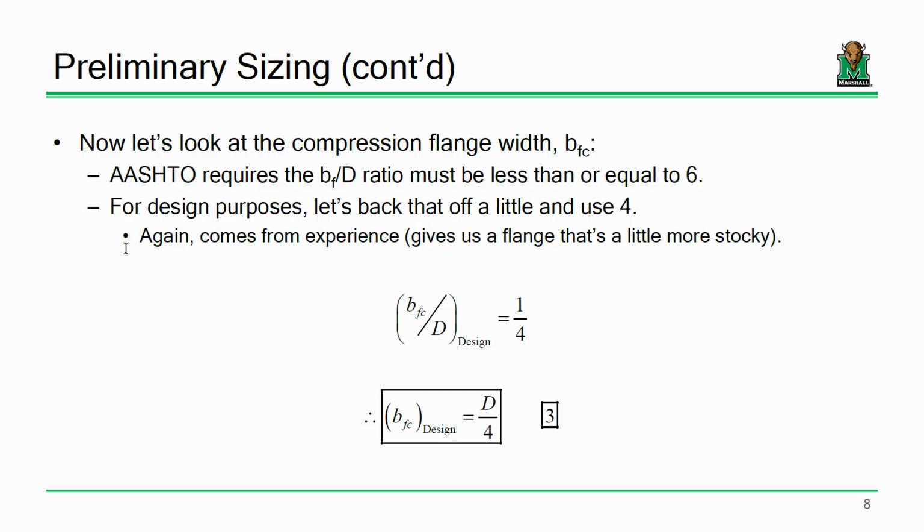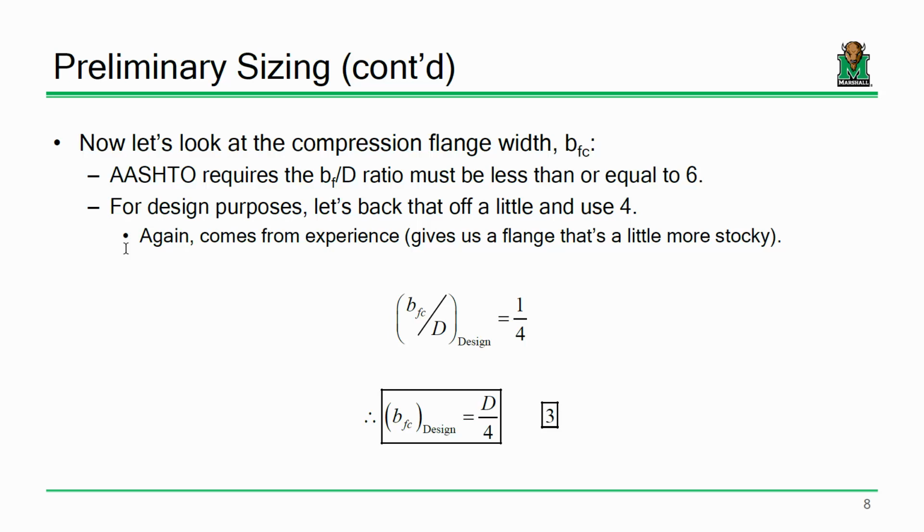Okay, so the limit is that your BF over D ratio has to be less than or equal to 6. For design purposes, I say let's back that off a little bit and use a ratio of 4. That comes from experience, and it gives us a flange that's a little bit more stocky, which pretty much is what we want.